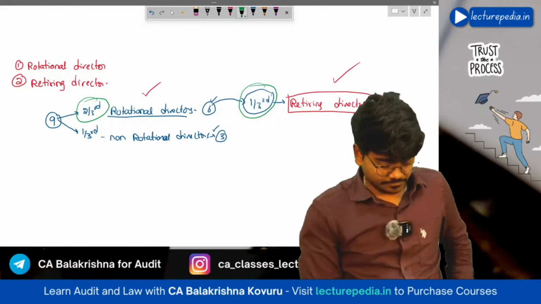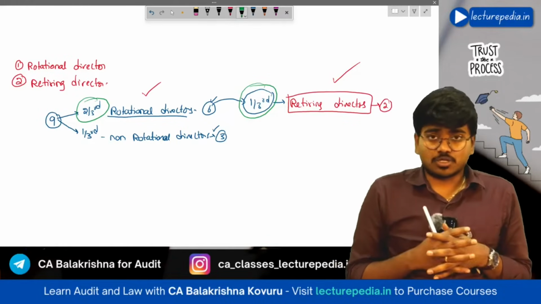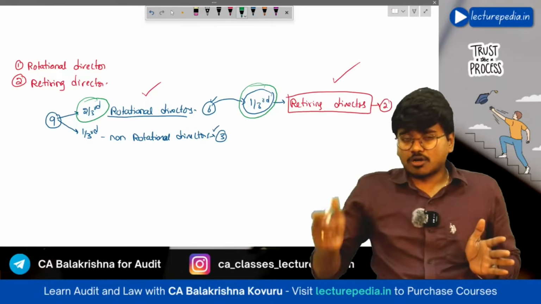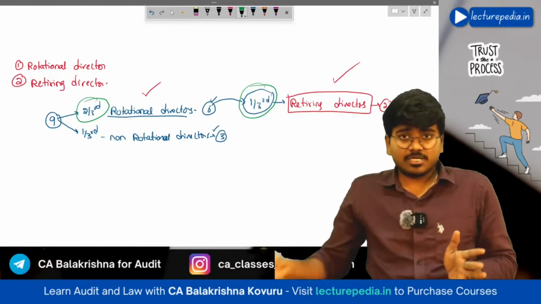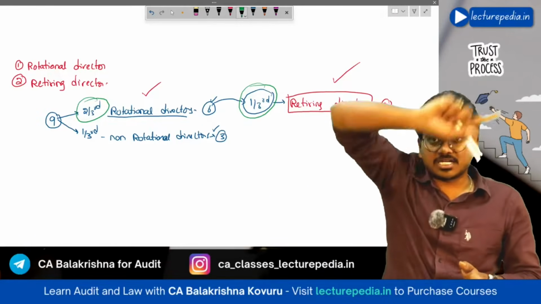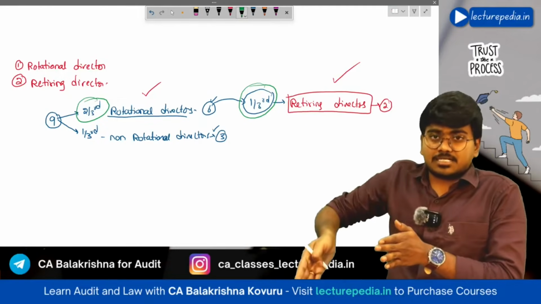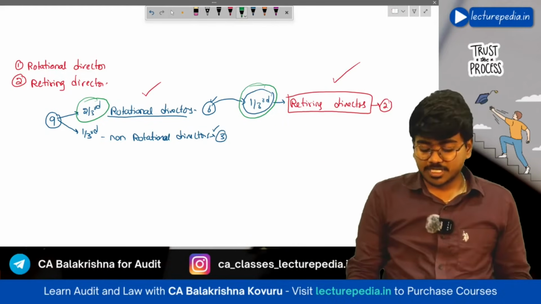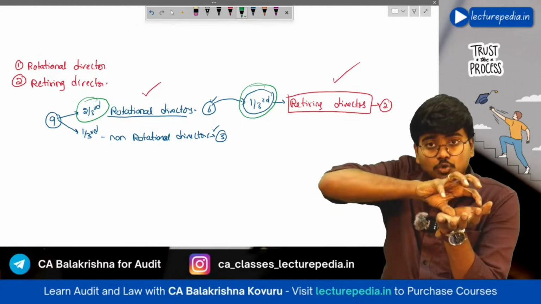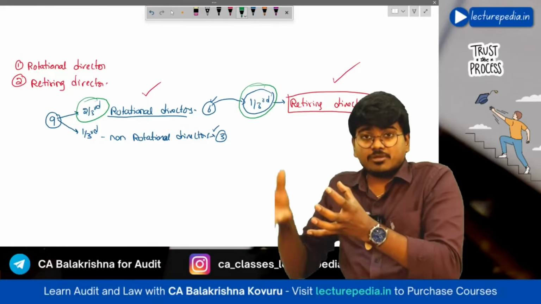Now the question: the Act, Section 152 Subsection 6, says that 2/3 must be rotational and 1/3 must be retiring. 1/3 of what? 1/3 of the rotational directors must be retiring directors. You should not apply this 1/3 on the total number of directors. No, one third should be applied on the rotational directors. Let me explain how it works. Of the total directors, two thirds will be rotational. Of these two thirds rotational, one third will be retiring.